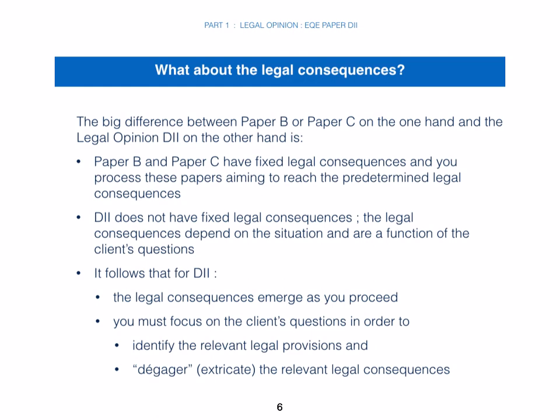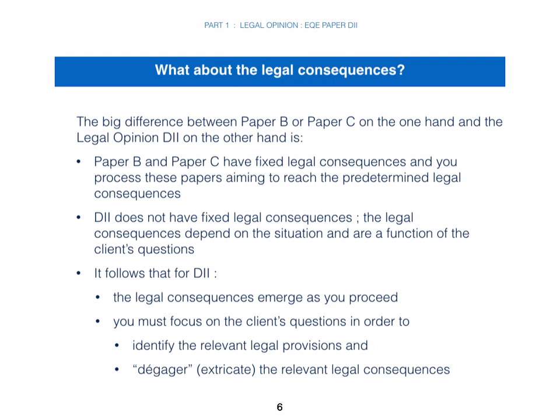There is a big difference between paper B or paper C on the one hand and the legal opinion paper D2 on the other hand. This difference is that papers B and C have fixed legal consequences, and you process these papers aiming to reach the predetermined legal consequences. To give an example, the legal consequences for paper B will be patentability, it will be novelty, an inventive step, and so on.